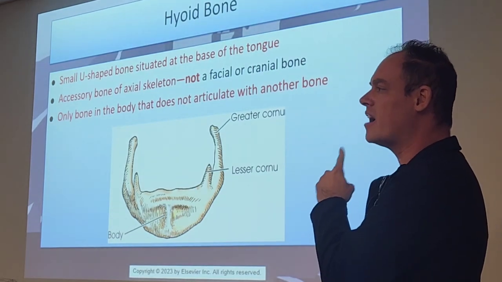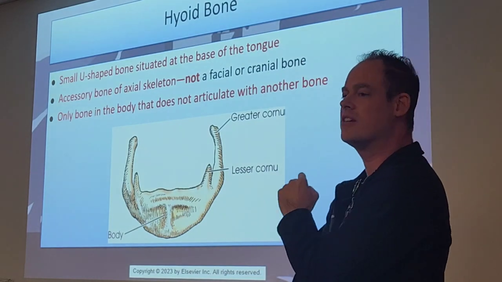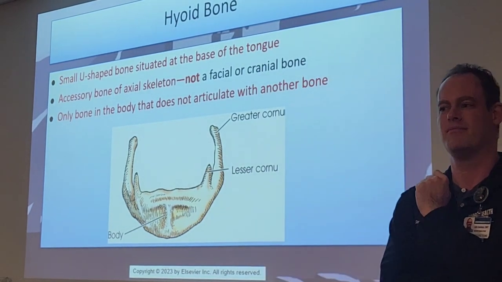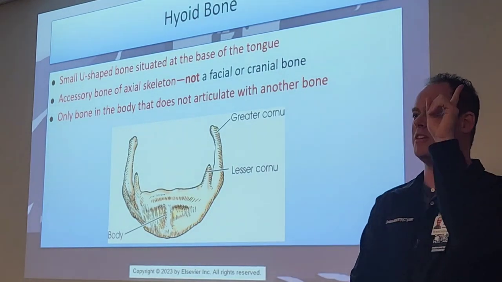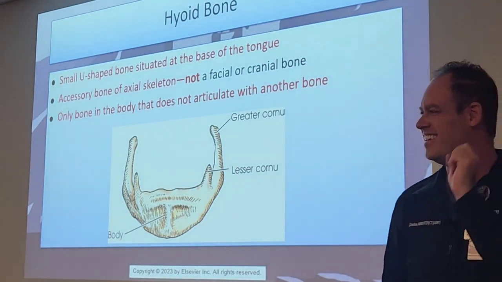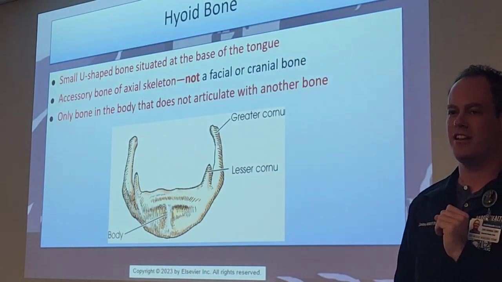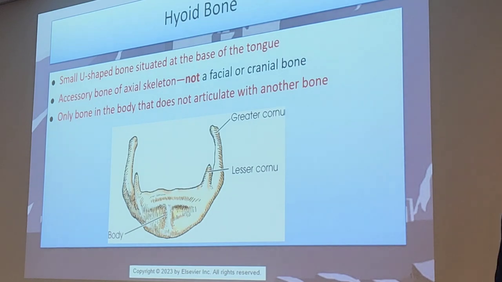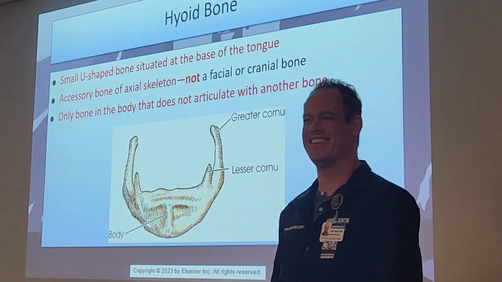The only bone in the entire body, by the way, fun fact, that does not articulate with another bone. So when someone tells you that all bones are connected, you have to say, excuse me, sir, actually, the hyoid bone is the only bone in the human body that does not articulate with other bones, so you are incorrect. I was just about to say that you sound like Jay. It's more nasal. Work on it.